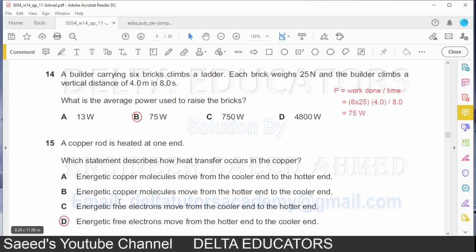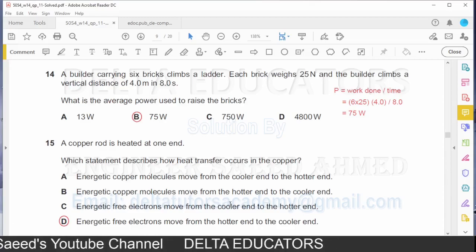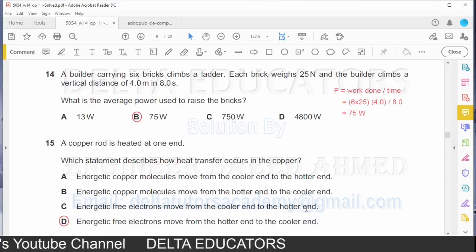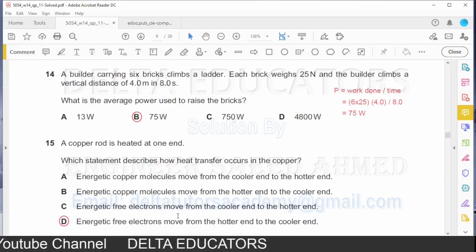Option C, energetic free electrons move from the cooler end to the hotter end. This option is incorrect. Electrons move, but from the hotter end to the cooler end. That is given in option D, that energetic free electrons move from the hotter end to the cooler end. So this option D is the correct option.